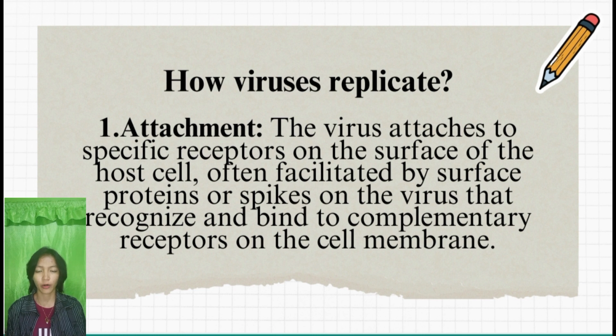Let's move forward to how viruses replicate. As I have said a while ago, viruses replicate by hijacking the cellular machinery of a host organism. And this process typically involves several key steps, the first of which is the attachment. The virus attaches to specific receptors on the surface of the host cell, often facilitated by surface proteins or spikes on the virus that recognize and bind to complementary receptors on the cell membrane.